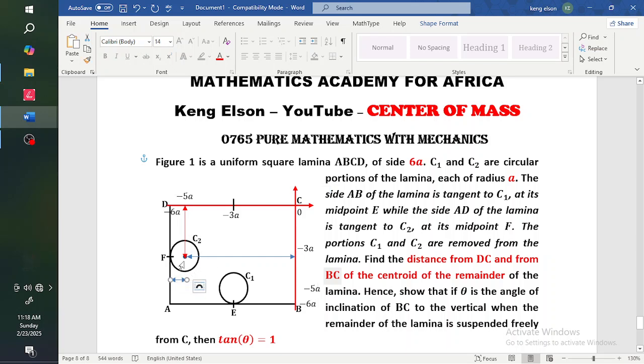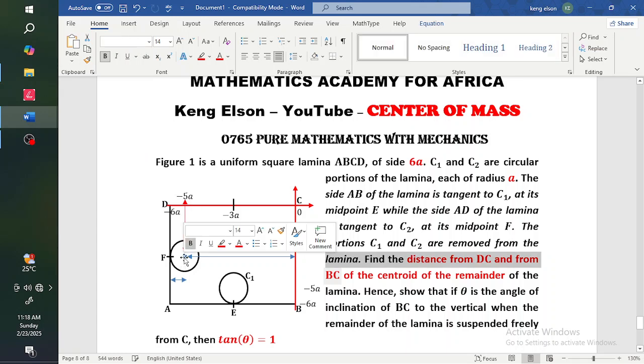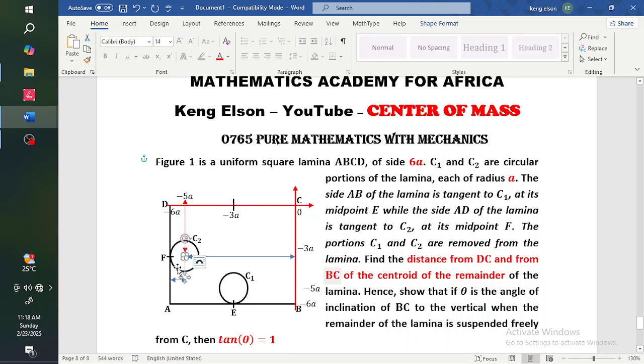Now we know that C2 is tangent to the side AD at the midpoint.